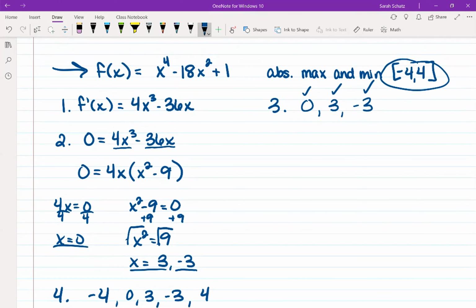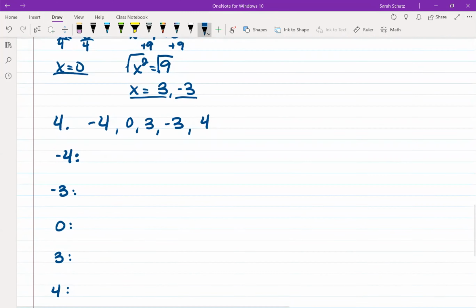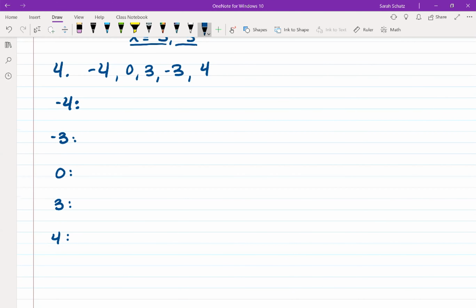I'm going to put -4 in for all of those x's. So what's that going to look like? I'm going to have -4 to the 4th minus 18 times -4 squared, and then I'll have +1. So let's work this out. 4 to the 4th is 256. Now, this negative is being taken to the 4th power, which means it disappears, right? Because it's an even power.